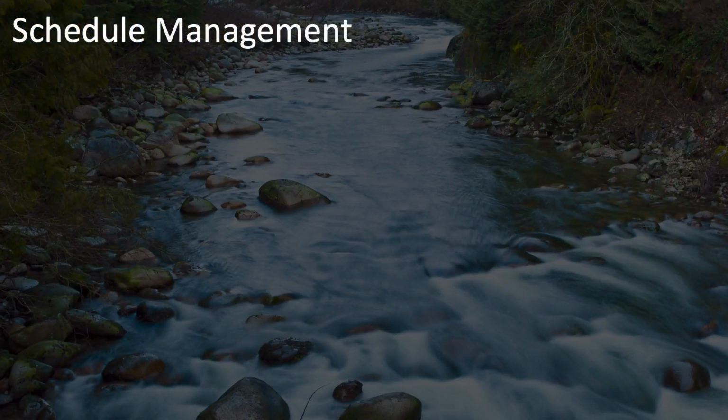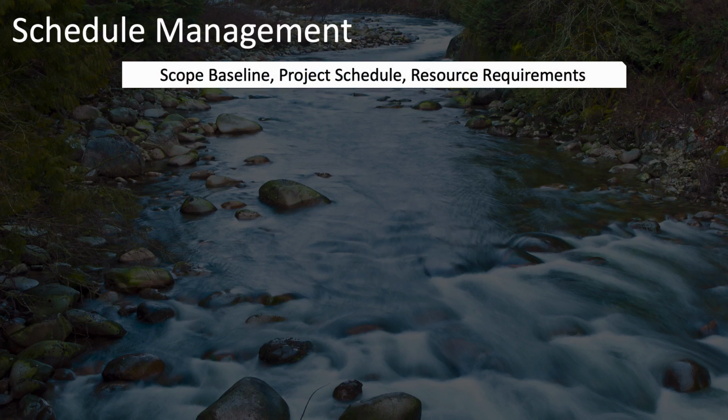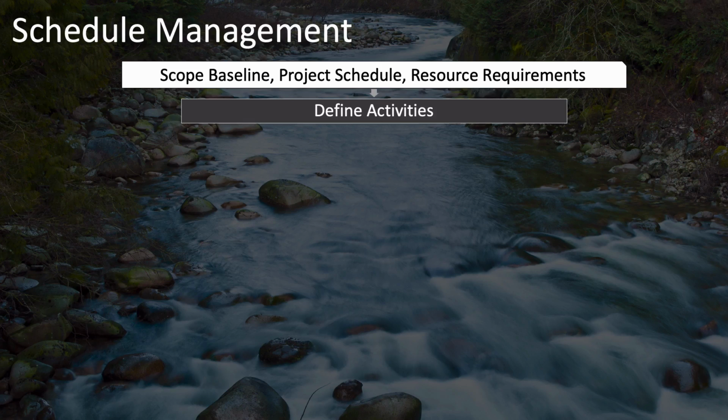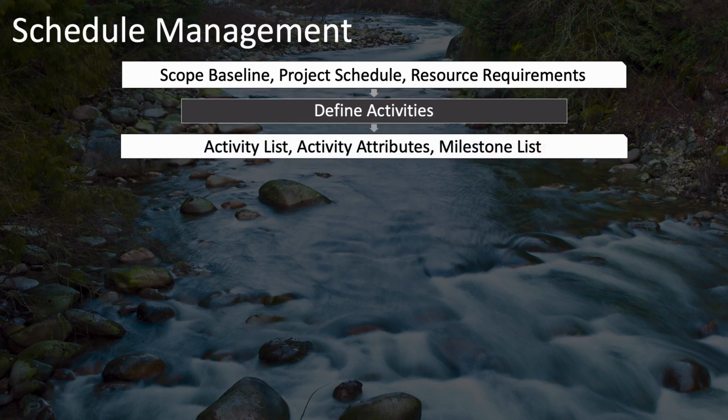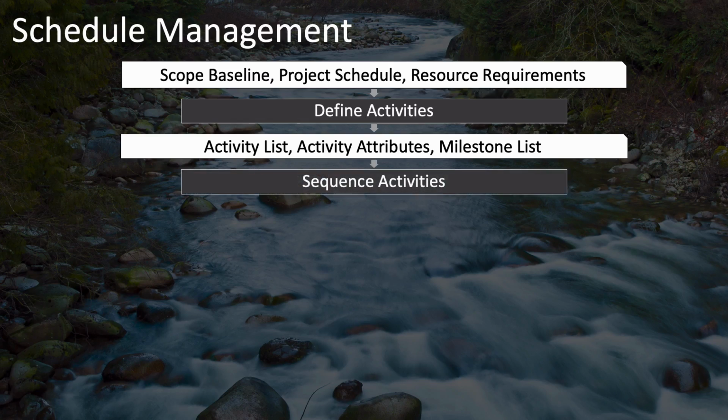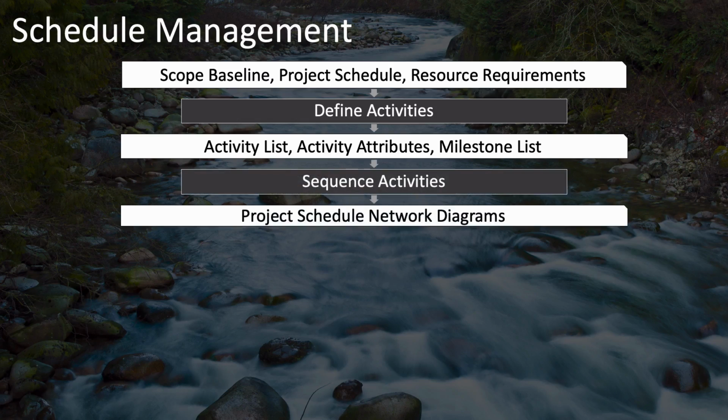Next, think of the schedule planning processes and their main inputs and outputs and how they connect to each other. First, you have the scope baseline. Also, resource requirements and the project schedule if you've already generated one and you're revisiting this process. Those are inputs to the Define Activities process, which creates your activity list and activity attributes, plus your milestone list, which are then input into the Sequence Activities process, which outputs your project schedule network diagrams.